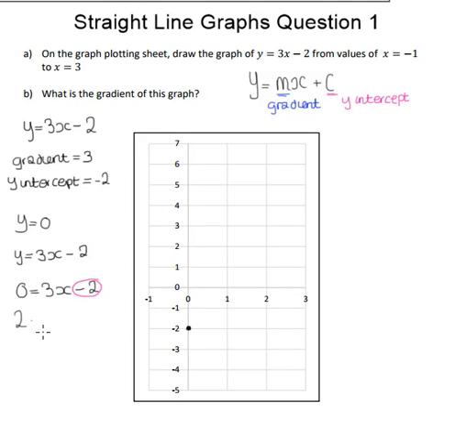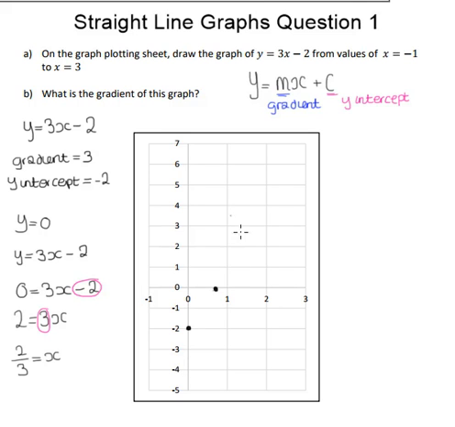So we're going to have 2 equals 3x. Next, we want to move this 3. At the moment, this 3 is timesing, so on the other side it will divide. So we will have 2 over 3 equals x. So my x value is 2 over 3, which we know is just less than 1. So if I do a point here at 2 over 3.